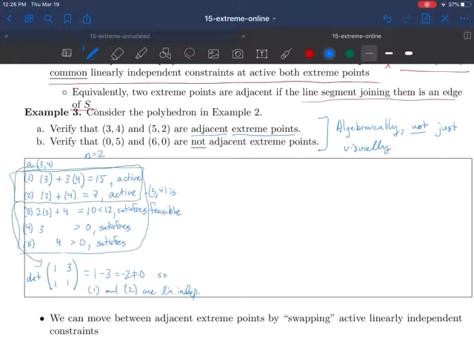So that means that (3, 4) is basic. Okay, so I have a basic feasible solution. So (3, 4) is a basic feasible solution. In other words, it's an extreme point.